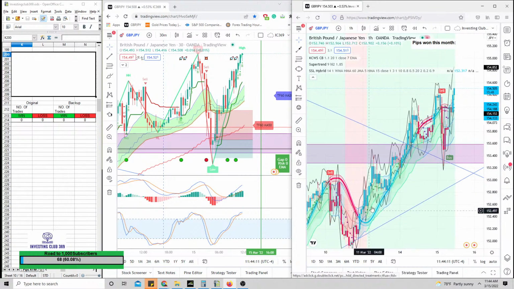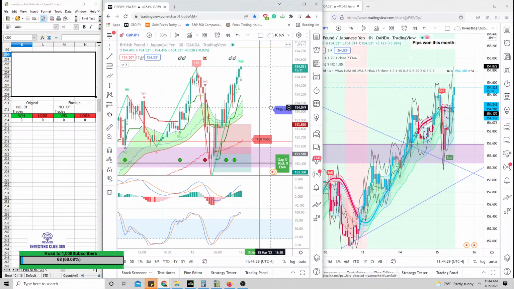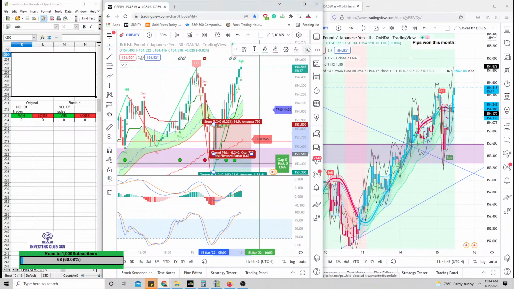Wow, look guys, this is a really good up move. This is the British pound and the Japanese yen. Buy signal already happened on the 1 hour, and it looks like there's a little double top forming here. It looks like a double top forming right here. I gotta close this.